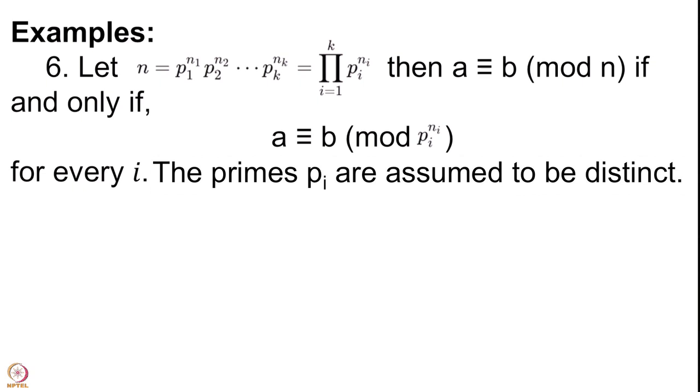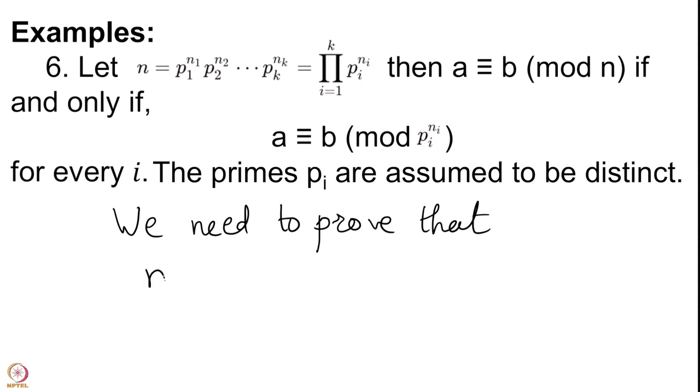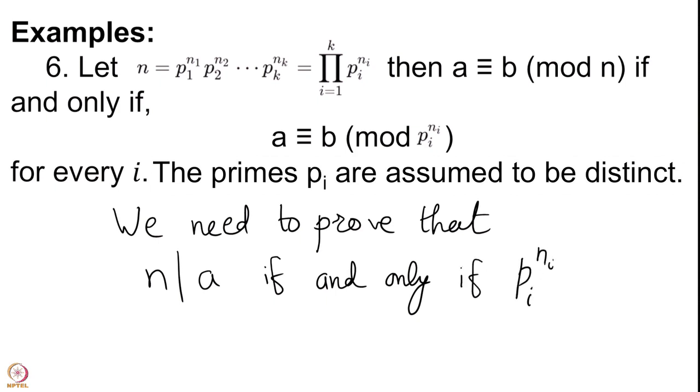So, this proof is actually similar to what we have done in the previous case. So, we need to prove that n divides some number a if and only if pi power ni divides a for every i. This is the thing that we have to prove.